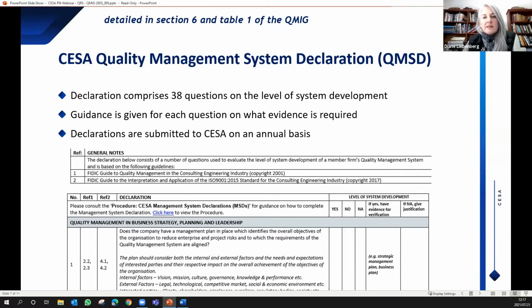So when firms complete the declaration, they'll see that this MSD actually gives loads of guidance on how to conduct certain quality aspects within your business. And then also by submitting these declarations to CISA, CISA can assess the improvement of the development of the management systems of its member firms on a year-to-year basis. So it makes sure that they can check up to see that firms are effectively implementing a quality system.